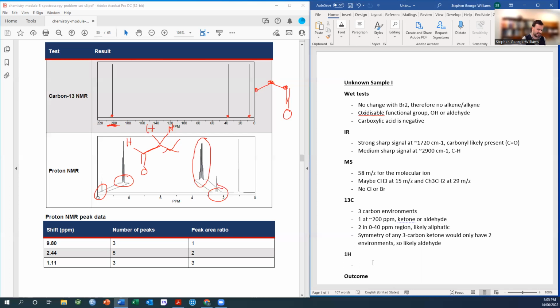You can come down to the table where you're told that the signal at about 2.44 has 5 peaks. If it has 5 peaks, that means it has 4 neighbors. If I look back to the structure I was starting to draw up earlier, and I presume that I'm coming from those hydrogens, I said I was nearby a carbonyl, I can see that I have one hydrogen on one side.